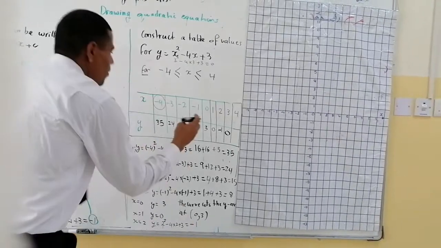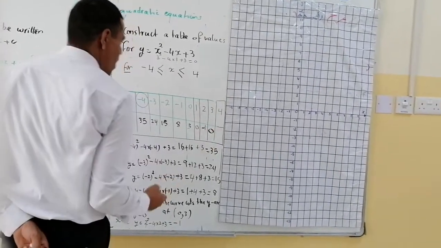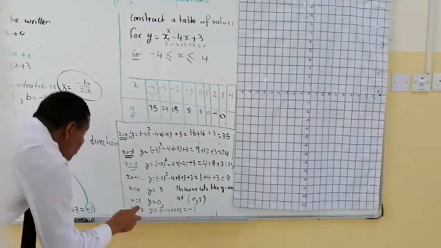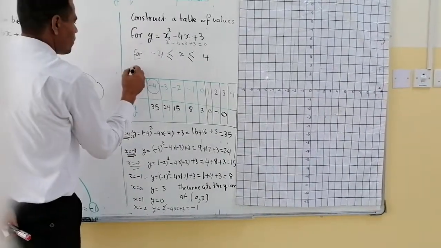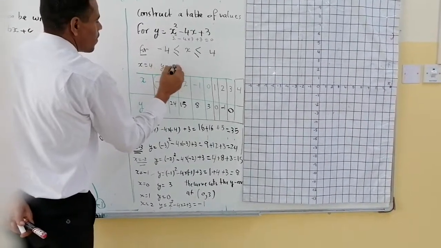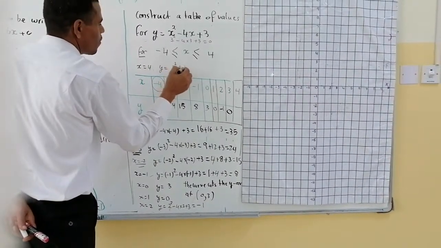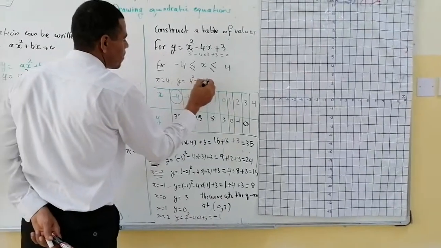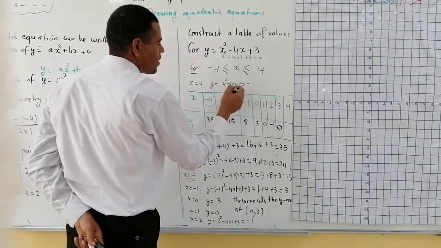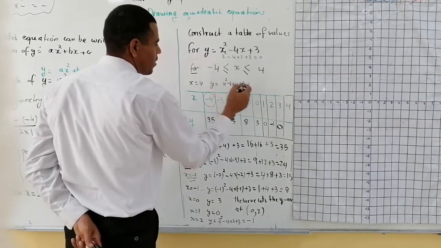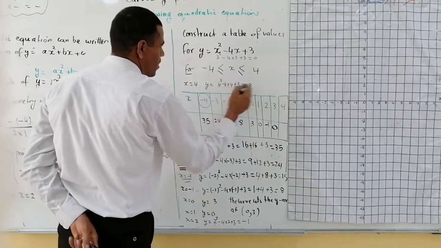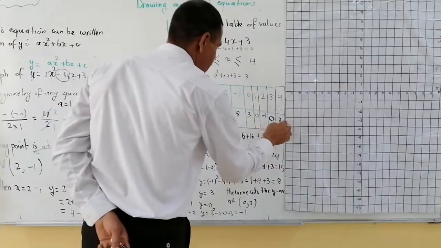So, I will just rewrite 0. And when x equals 4, y equals 4 squared minus 4 multiplied by 4 plus 3. 4 times 4 is 16, and 4 squared is 16, plus 3 gives us 3. 16 minus 16 is 0, plus 3 is 3. Okay?